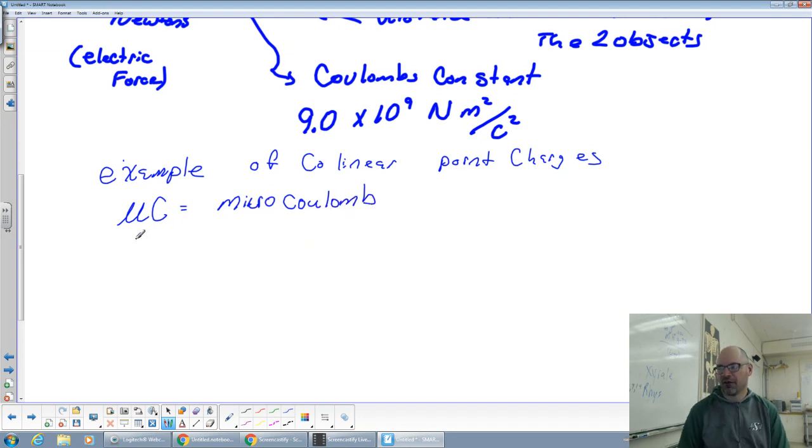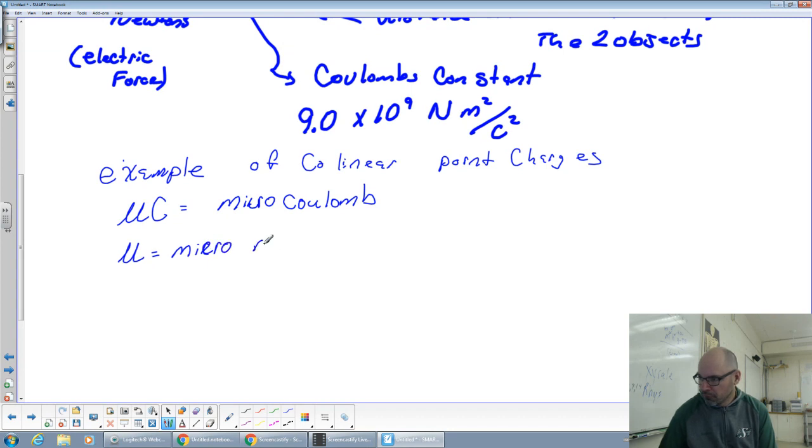Okay, just like you might have a centicoulomb or whatever, this is a microcoulomb. And you're like, okay, well, that's great, mystery, but how many does micro mean? Micro in the metric system means times 10 to the negative 6. Okay, 1 times 10 to the negative 6, just like centi means times 10 to the negative 2. So that's 6 decimal places.